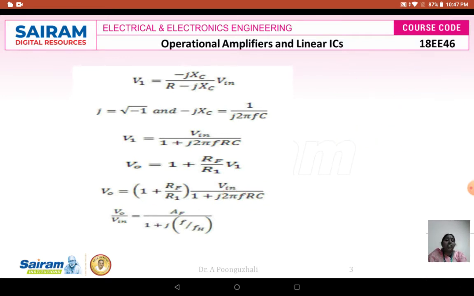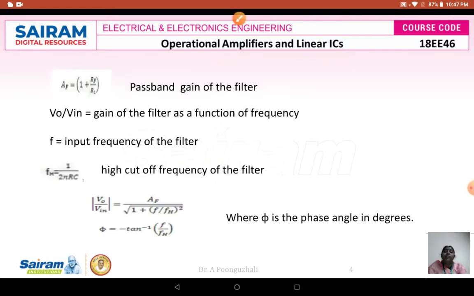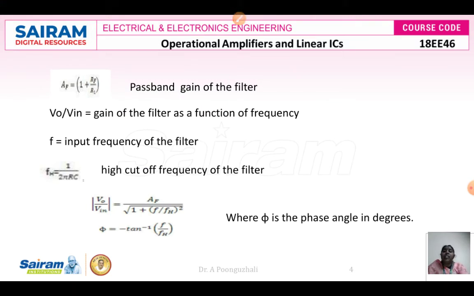So from this gain, now we are going to analyze the low pass filter. We say that AF is nothing but 1 plus Rf by R1, that is your passband gain of the filter, and V0 by Vin is equivalent to the gain of the filter as a function of frequency. F is the input frequency of the filter and FH is 1 by 2 pi RC, which is nothing but the high cutoff frequency of the filter.